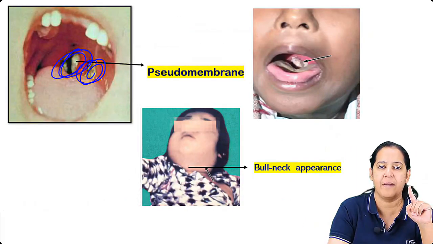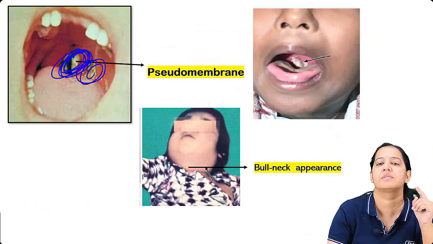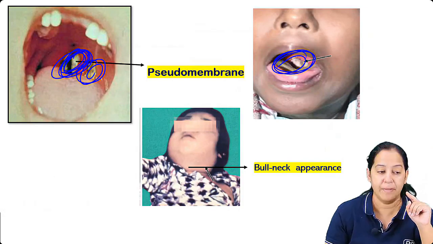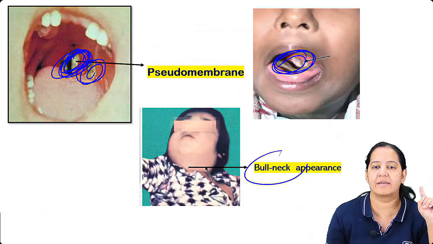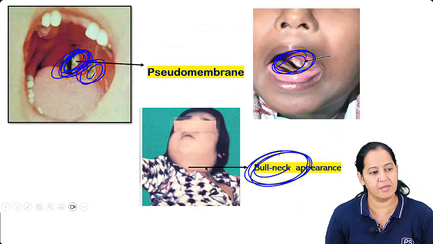Can you see the gray membrane? White or gray membrane in the tonsil. Appreciate the membrane. Because the pseudomembrane is formed, the neck will swell. It is known as bull's neck. So membrane is formed.